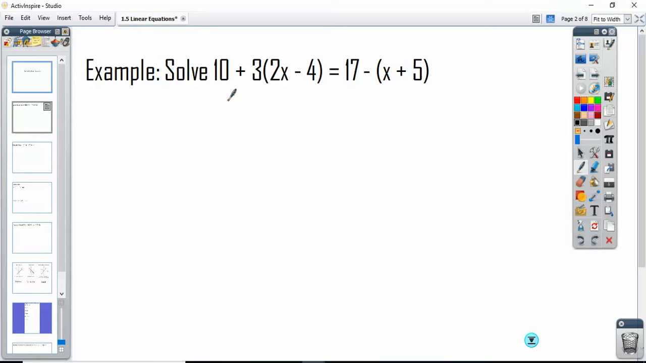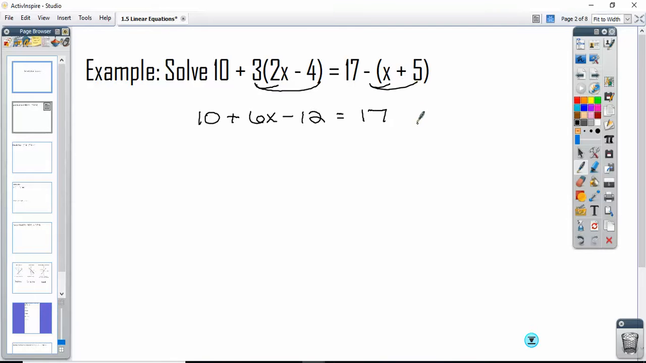Distribute. We have to start with order of operations. We always begin with parentheses. Inside the parentheses, you can't actually work anything, but we can start distributing. So if I take my 3 through, that would give me a 6x minus 12 equals 17. What am I distributing through this one?